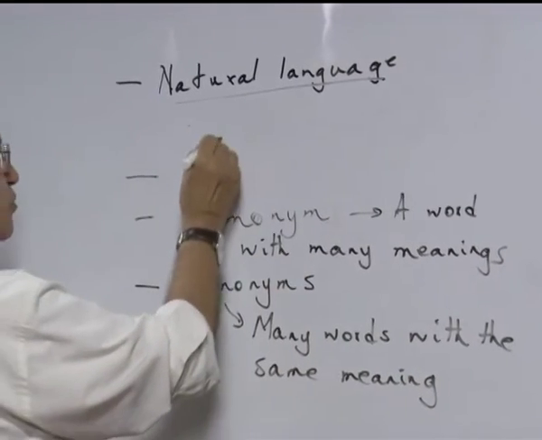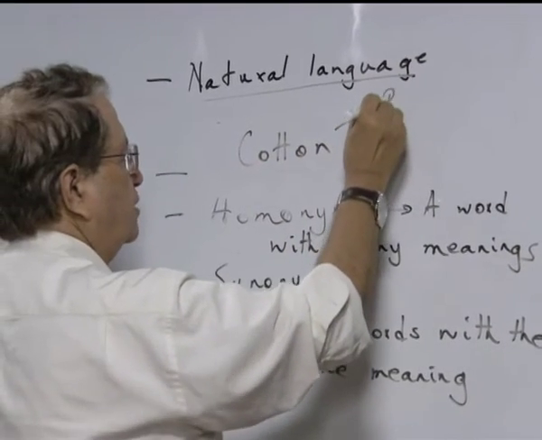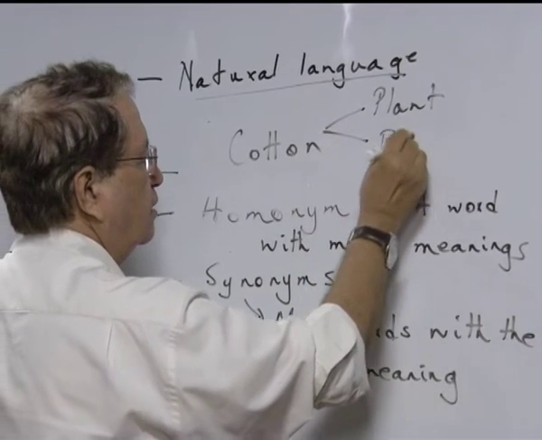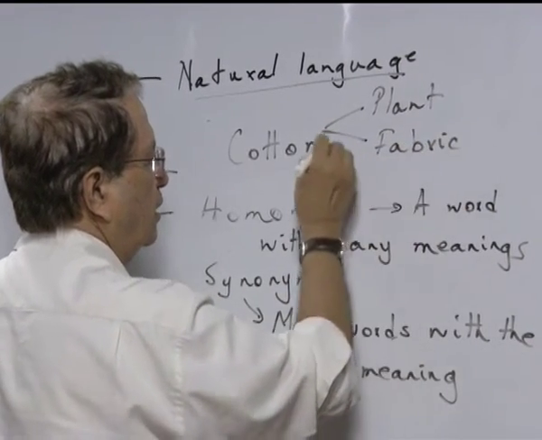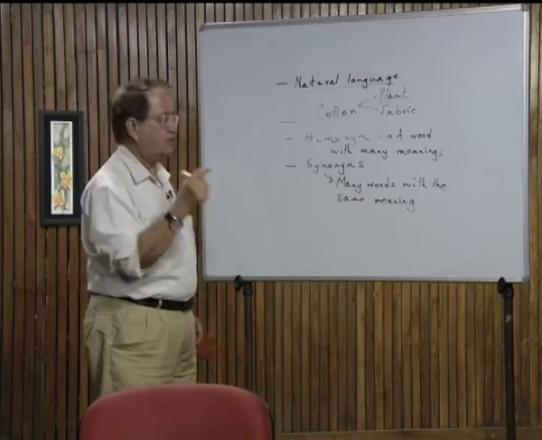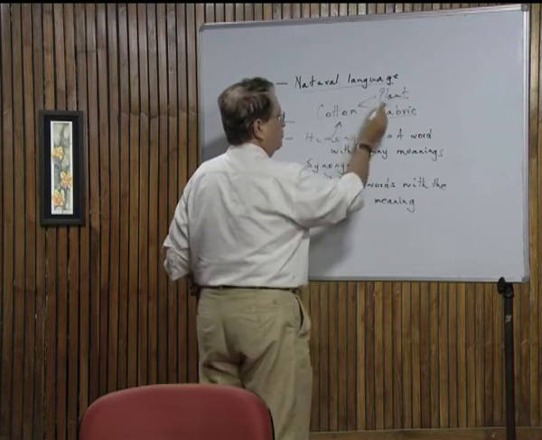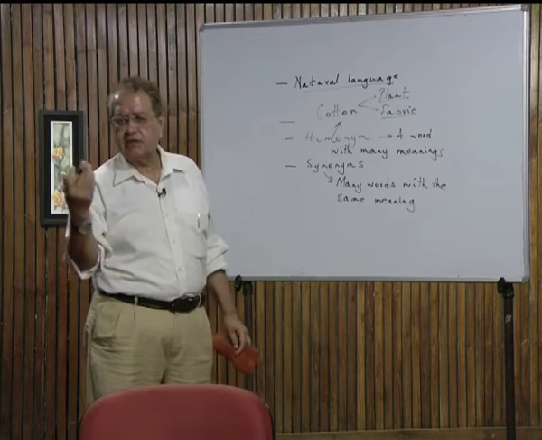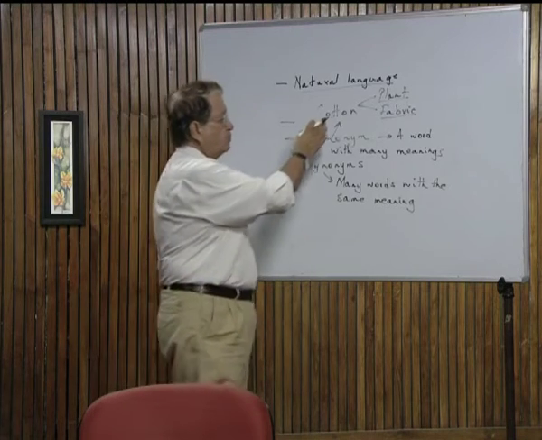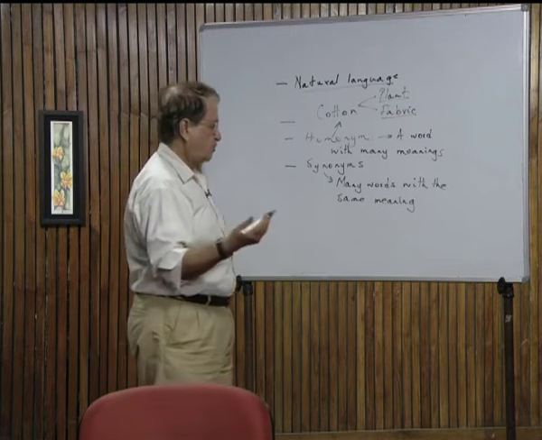For example, if I use the term cotton, then cotton may mean a plant, it can mean a fabric. So, am I using the term cotton for a plant, or am I using the term cotton for a fabric? This will have to be defined. This is a homonym, and you know that a plant is entirely different and a fabric is entirely different. If you have a book on cotton plant, it will go to agriculture. If you have a book on cotton fabrics, it will go to textile engineering, which is an entirely different part of the universe of knowledge.